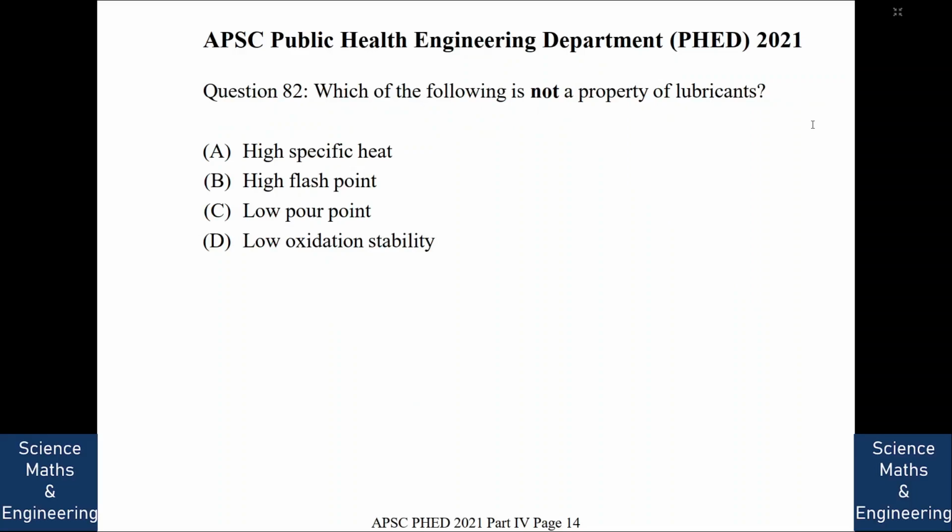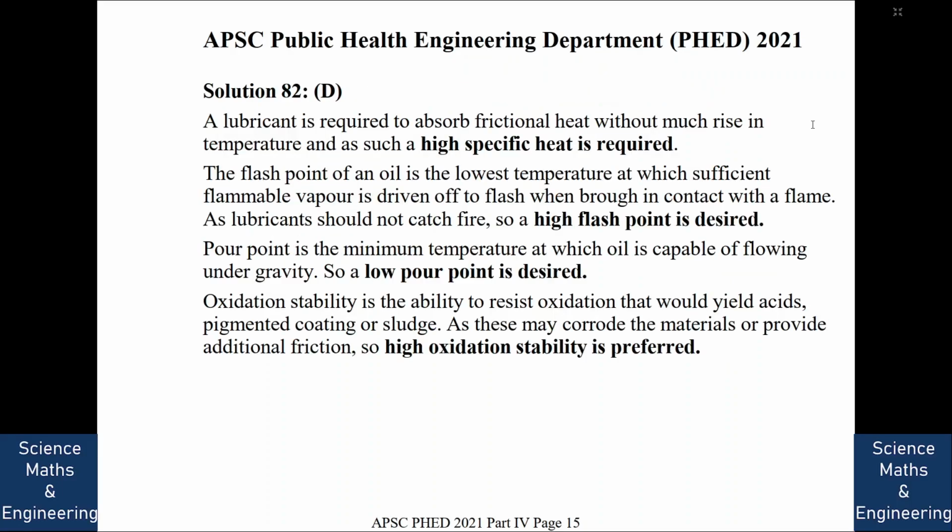Which of the following is not a property of lubricants? High specific heat, high flash point, low pour point, or low oxidation stability. So the answer is, see, a lubricant is required to absorb frictional heat without much rise in temperature. So high specific heat is required. Then the flash point of an oil is the lowest temperature at which sufficient flammable vapor is driven off to flash when brought in contact with the flame.